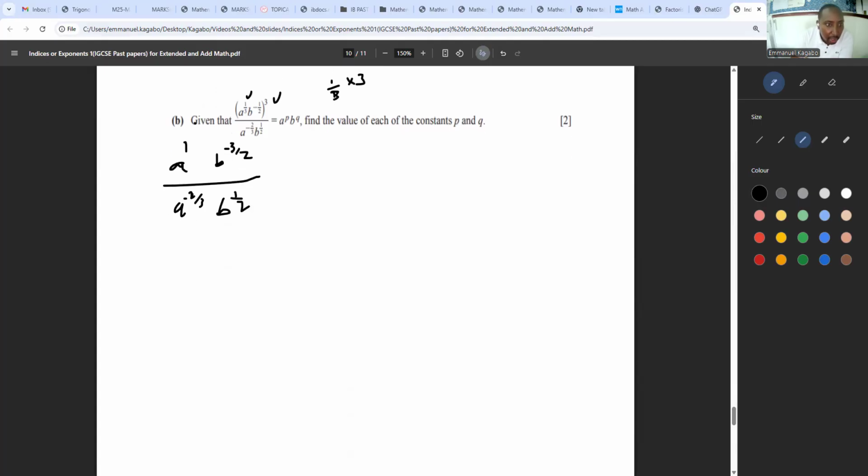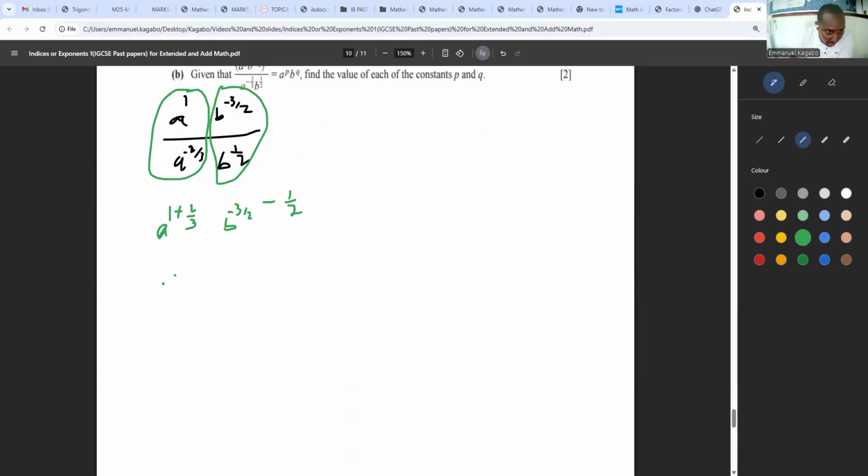Okay? Good. Now, what do I have here? These are the same, and we are dividing. And this is the same as this, and we are dividing. So we have to subtract the powers. So it will be A power 1 plus 2 over 3, then B power negative 3 over 2 minus 1 over 2, right? Good. What about here? I'll get A power, LCM will be 3, plus that, that's 5 over 2.